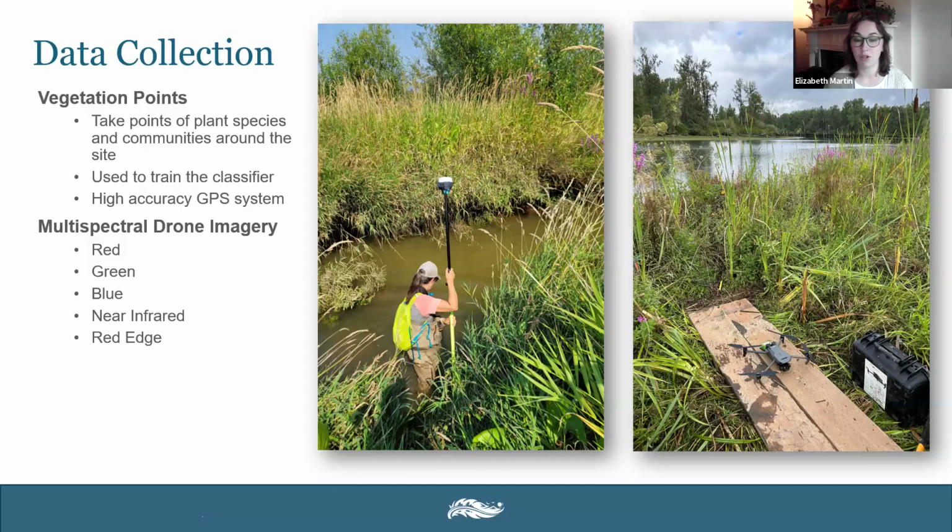These photos are captured in red, green, and blue wavelengths, which is your standard true color that we all see. But they also capture near infrared and red edge bands, which are shorter wavelengths not visible to the human eye, but they reflect off plants in a way that can help differentiate between species.